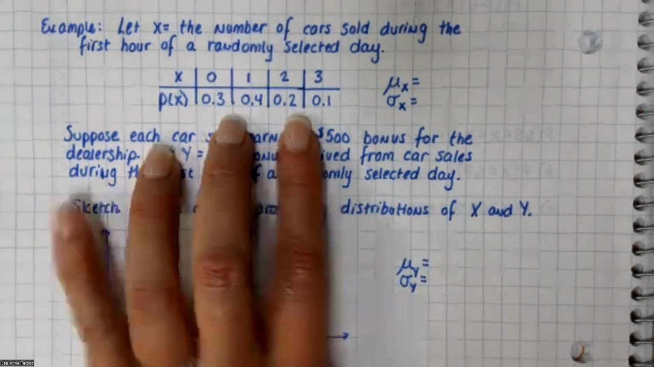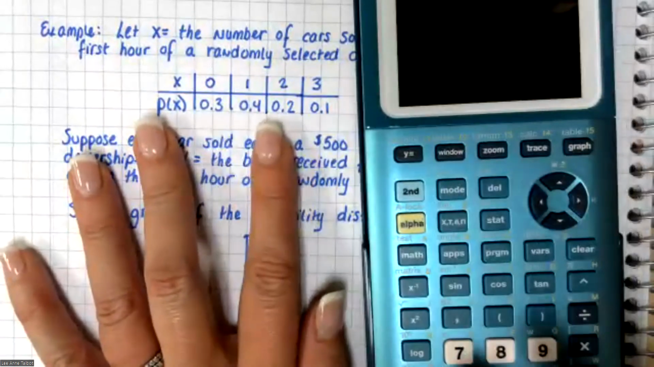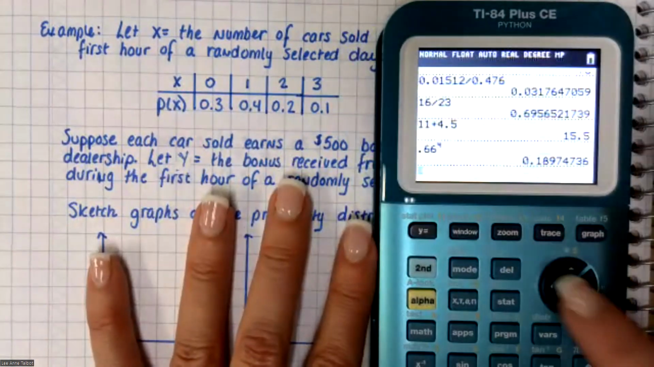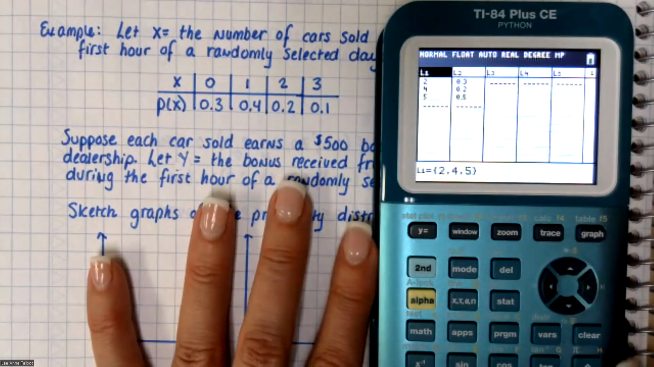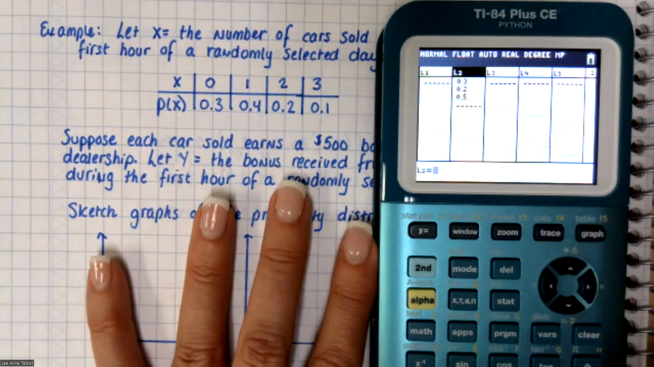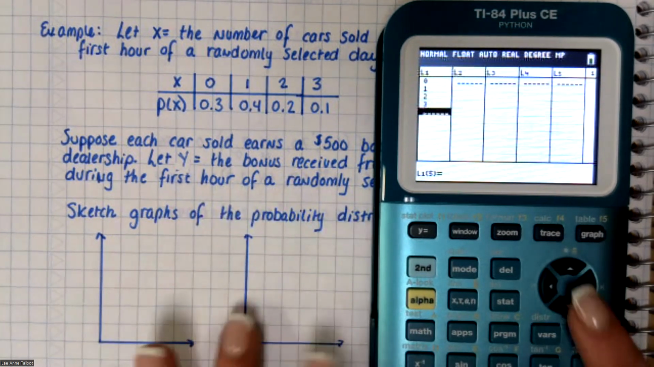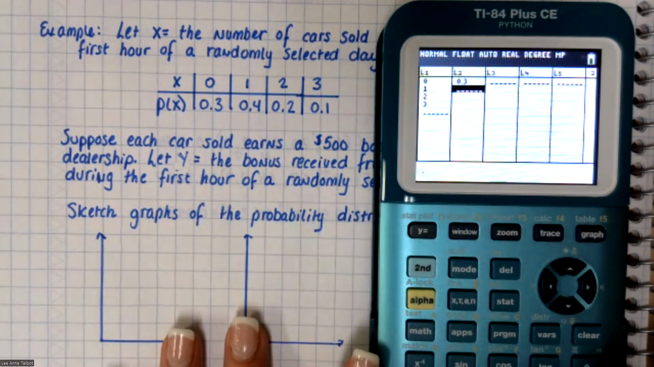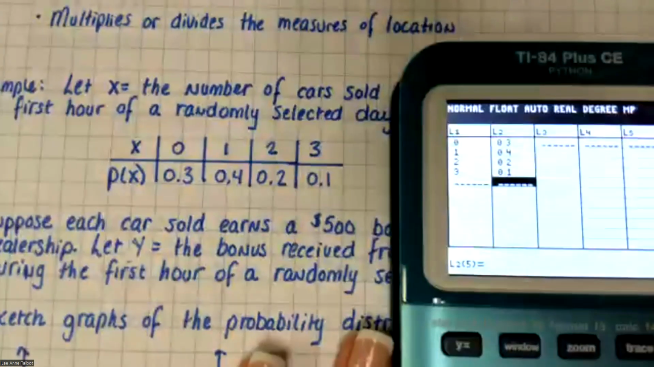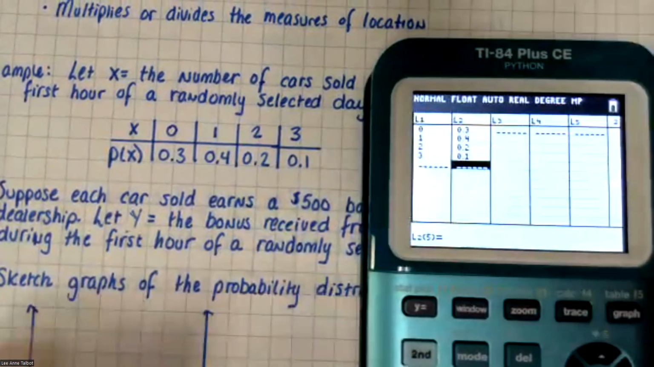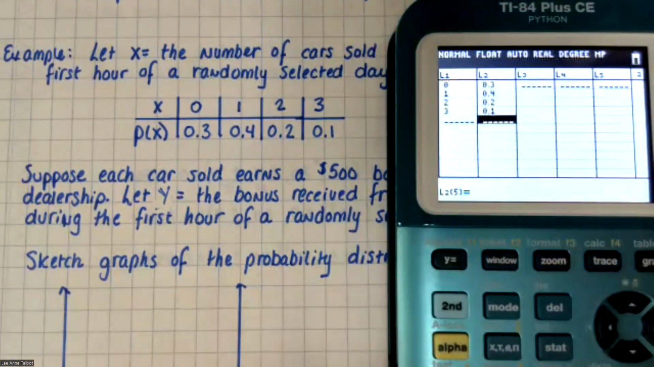So now we're going to find the mean and standard deviation of X. And we're going to practice that. So stat, enter, clear them out. 0, 1, 2, 3. I know this is practice from earlier this week, but it's never bad to do, right? Muscle memory, muscle memory.